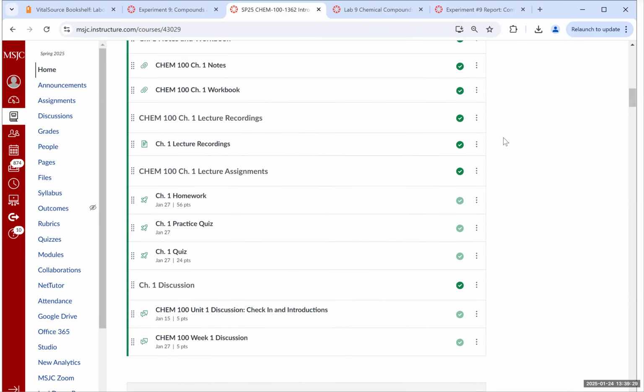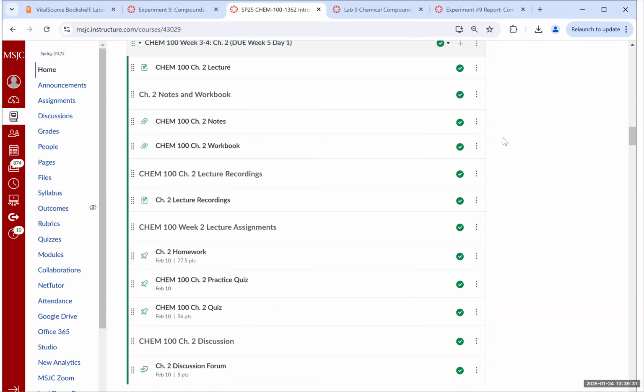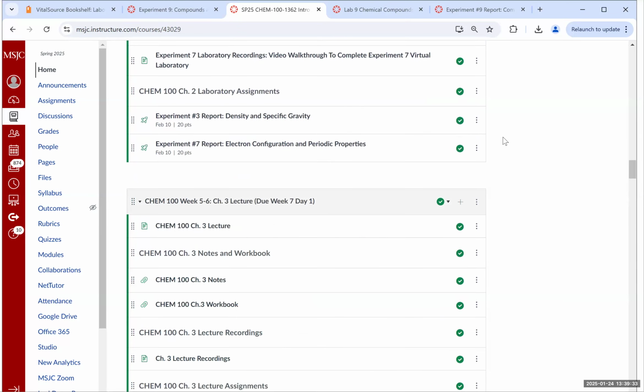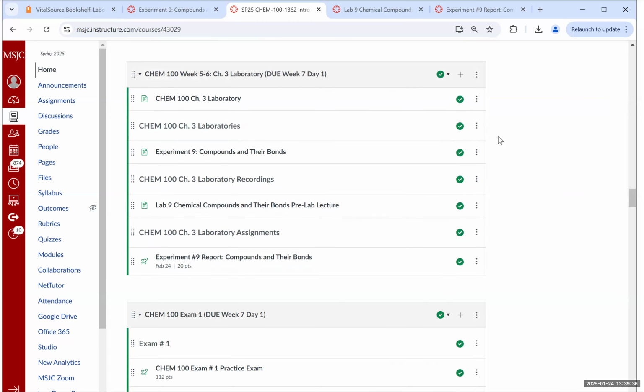So you're going to go to the Canvas shell, scroll down to the Chapter 3 Laboratories, and under the Chapter 3 Laboratory section, we have the Experiment 9 Compounds and Their Bonds lab page. We also have the pre-lab lecture recordings for this laboratory, and we have the Experiment 9 report submission page.